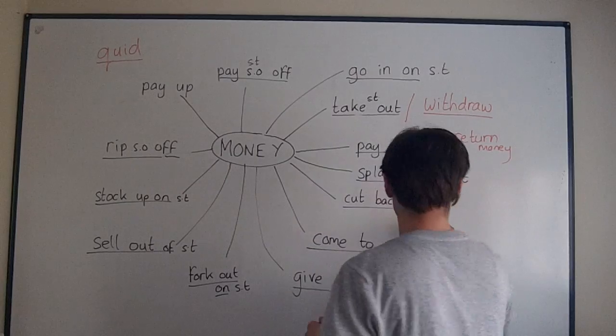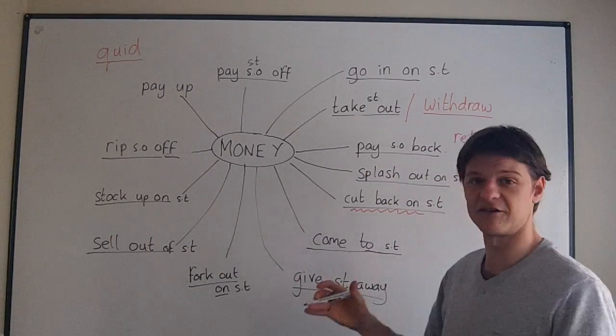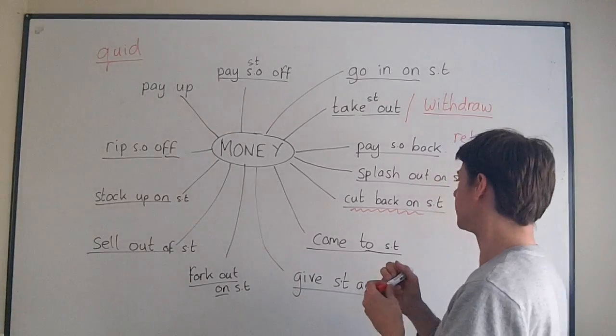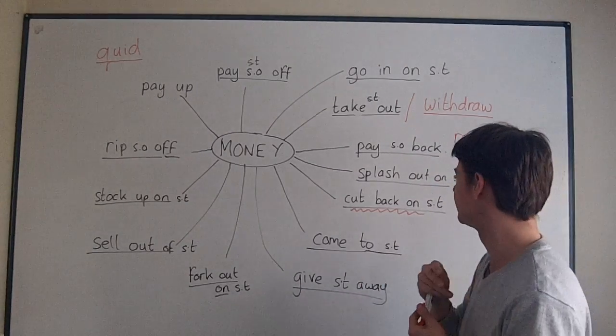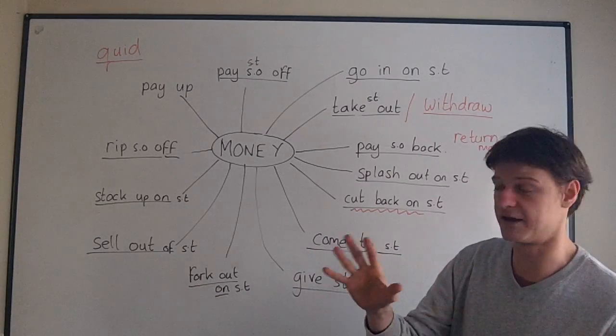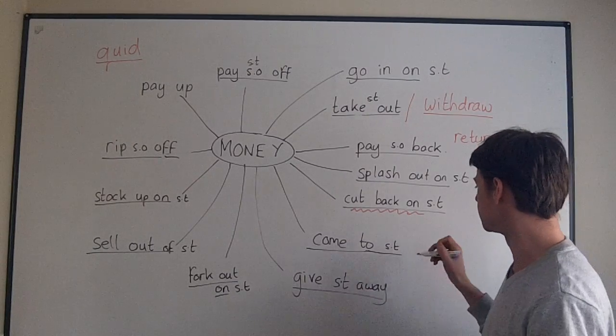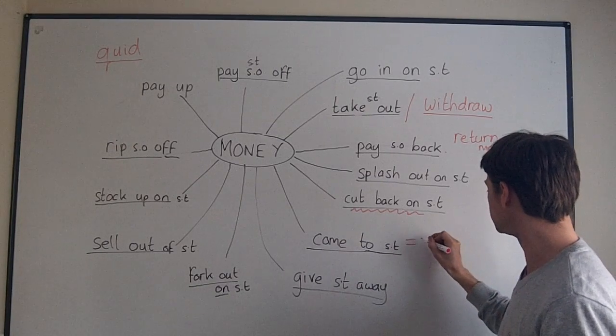Many of these words, by the way, can be nouns as well, and this one can be a noun. The government has made cutbacks because of the financial crisis. They have decided to make cutbacks in lots of the services around the country. Okay, come to. It means equals.